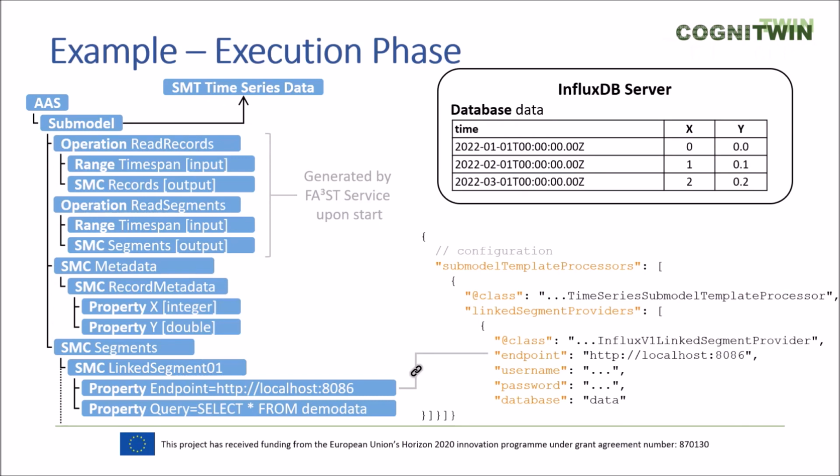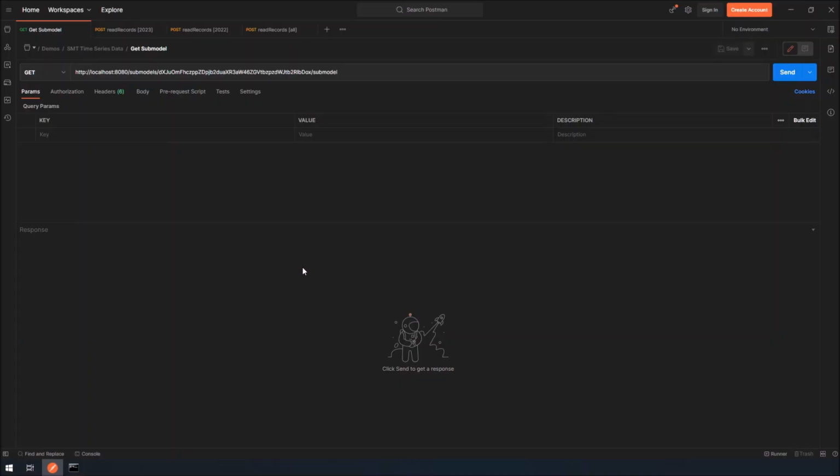Now let's see this in action. In the background, we already started the InfluxDB server and the FAST service. We are now using an HTTP client to communicate with the Digital Twin API of the FAST service. First, we're going to fetch the submodel description via HTTP GET.